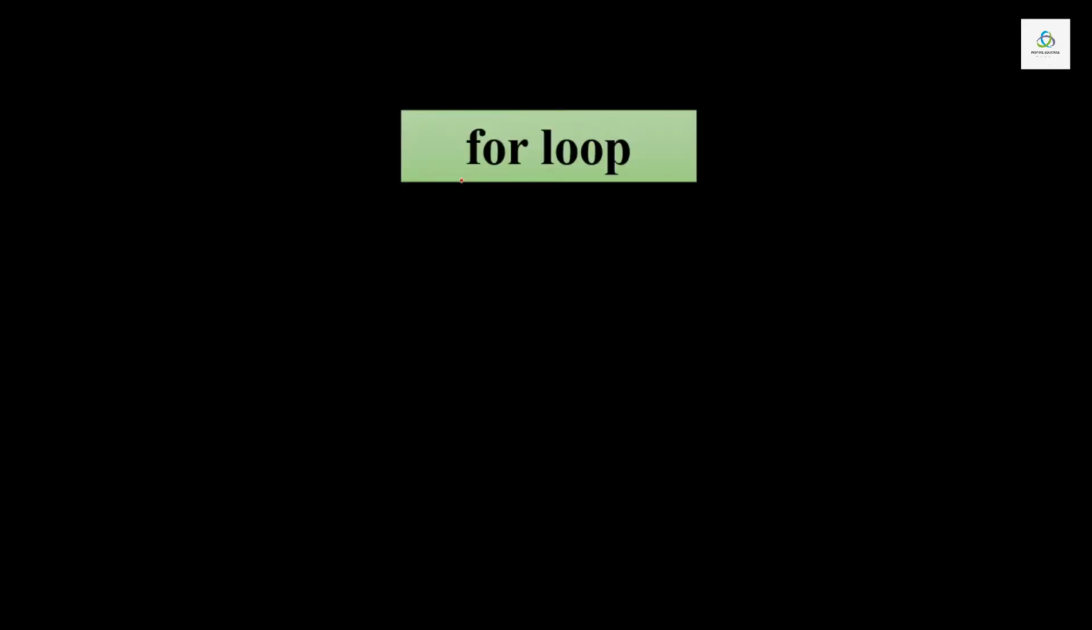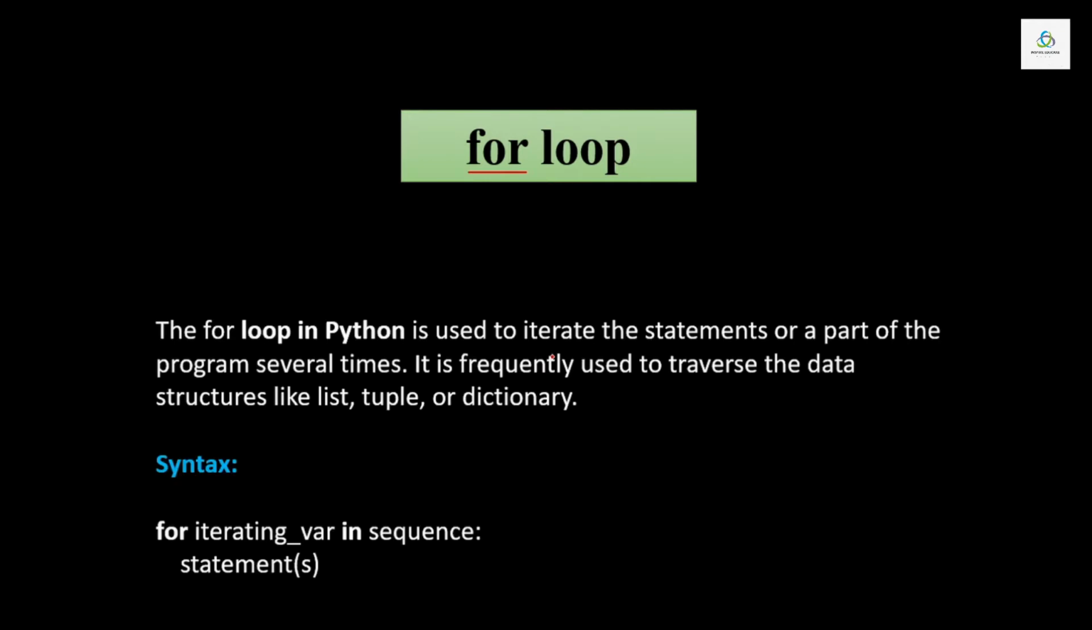Now we will have a look at what the for loop is. This is the first loop which Python provides us, and it is a very useful loop in programming. The for loop in Python is used to iterate the statements or a part of a program several times. It is frequently used to traverse data structures like list, tuple or dictionary.